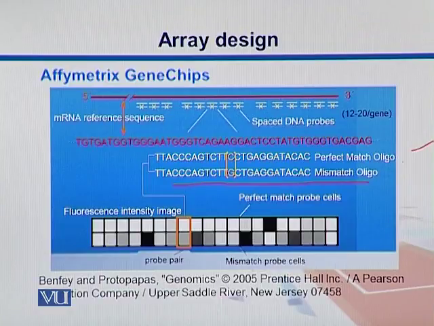If you look down below, we have a fluorescent intensity image coming from them. We have those probe pairs. On the top layer, the white ones are the perfectly matched probe cells, and in the bottom layer we have the mismatched probe cells. In this way it helps with normalization of this data, correcting for those mismatched pairs.